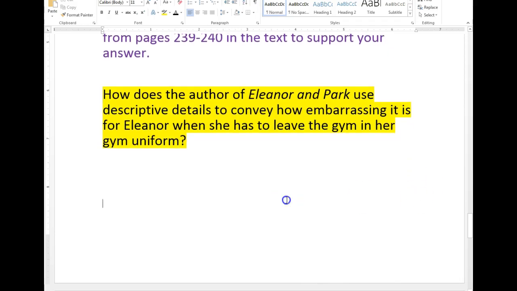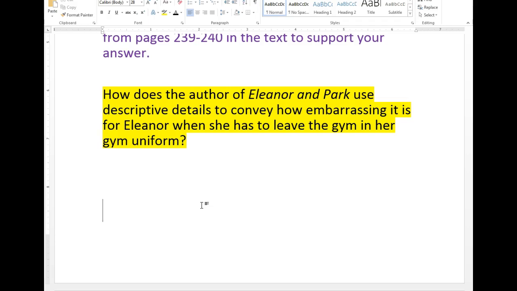All right, so we're going to remember that for RACE, we're going to start off by restating the prompt. Why don't you hit pause, get your paper and pencil or pen ready, and then come back here and let's just get this started together. So hit pause, get your materials ready, your book, your paper, your pencil, your pen, and then come back here and let's get started together. Hit pause now.